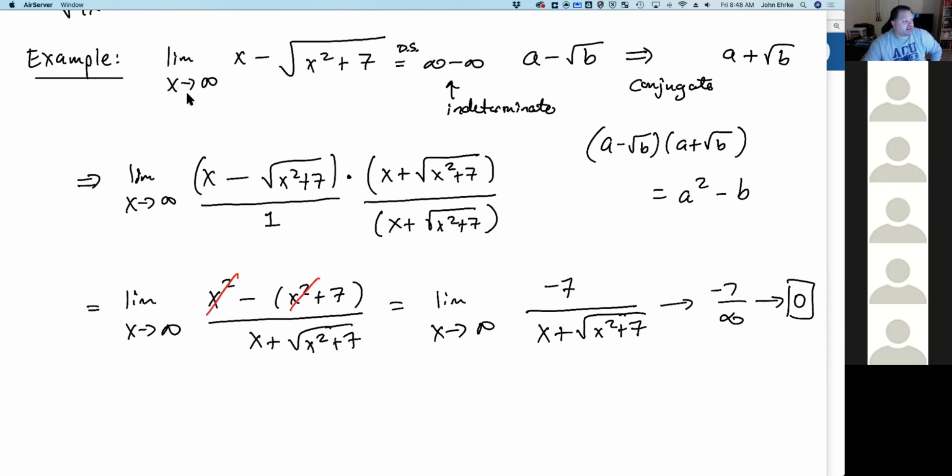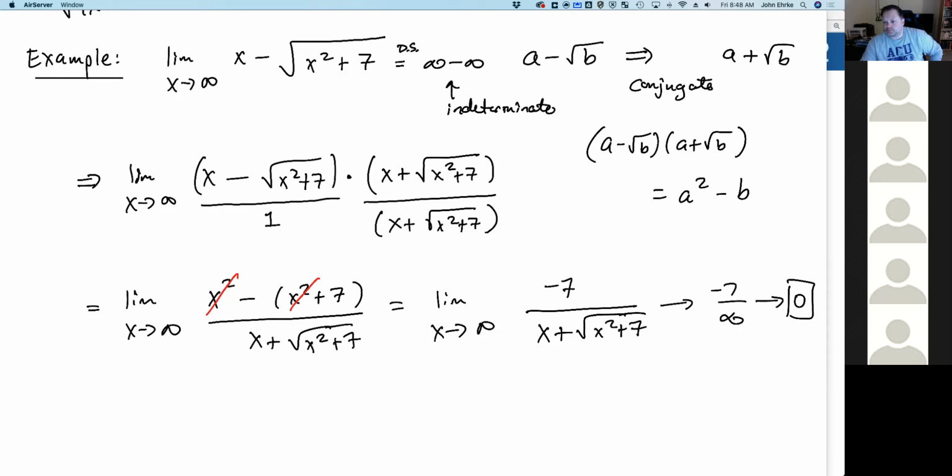So even for these limits that involve infinity, you can still do this conjugate method that we talked about, provided that you do have a conjugate, like a minus square root of b, a plus square root of b, some sort of conjugate problem approach. Do y'all have any questions about this one?